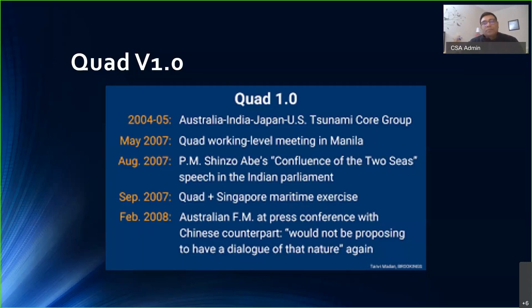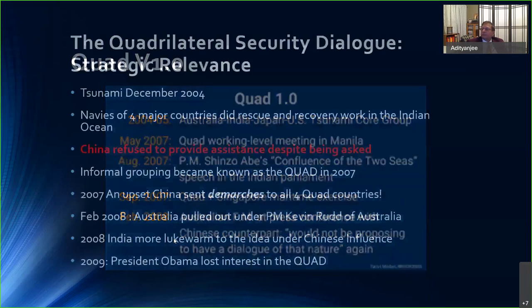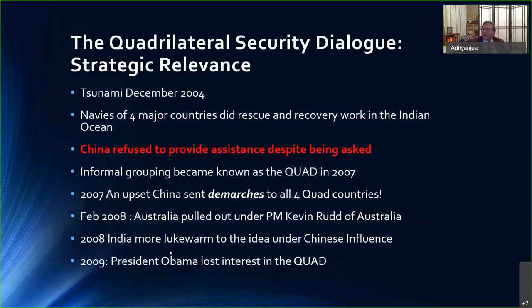That was the formal opening of Quad One, but in February 2008, it died. Australia's foreign minister, while visiting China, stated in a press conference that they would not be proposing a dialogue of that nature ever in future. So this slide tells you what I just told you.